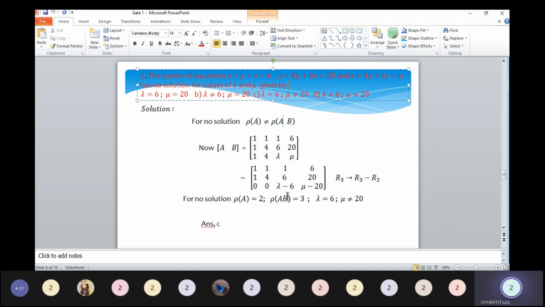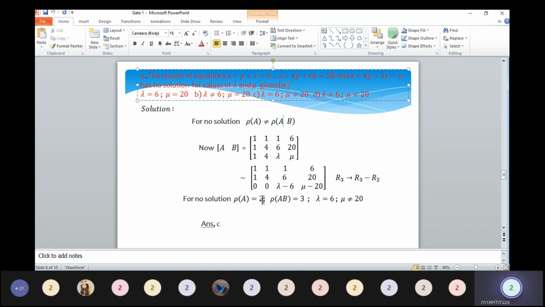So see, lambda must be equal to 6. Then only rank of A will be equal to 2, since 6 minus 6 is 0. So lambda must be equal to 6. That leaves two options, A and C. So lambda equals 6, but mu is not equal to 20. Then only rank of [A|B] will be equal to 3. So then only rank of A is not equal to rank of [A|B]. Rank of [A|B] is 3, rank of A is 2.